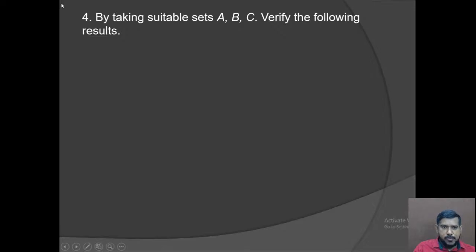Now sum number 4. By taking suitable sets A, B, C, verify the following result. Okay. So a question is given. In this subdivision you have many sums. Only 2 sums will be done by me because you know how to write a set. You learnt in lower class. So it is left as assignment, home assignment. So do it as homework. So 2 problems will be done by me.